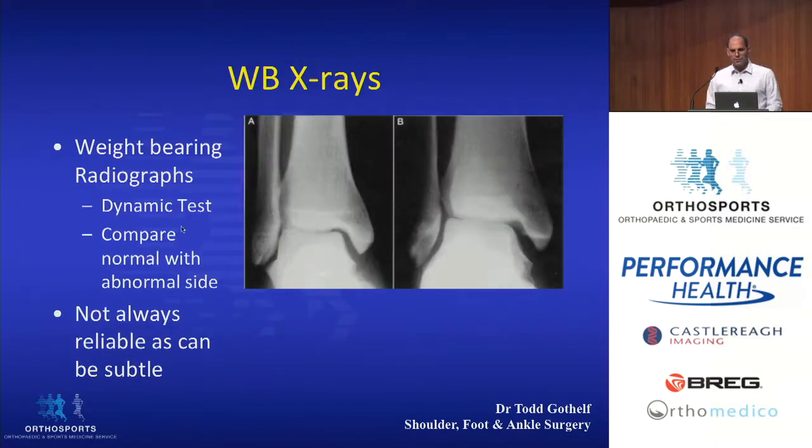A weight-bearing x-ray is considered a dynamic test. So looking at these photos, you can see non-weight-bearing and weight-bearing, and you can see how subtle it is, but the widening of the medial clear space is seen in this x-ray. You can see that subtly there's no more overlap of the tibia and fibula and a widened tib-fib clear space.